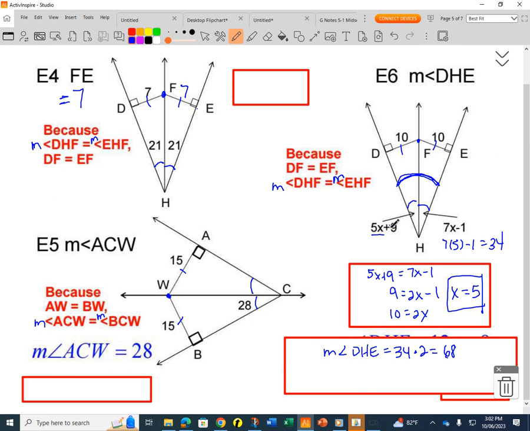We could have used this expression. We could have said 5 times 5 plus 9, 25 plus 9, which also equals 34. So we could have used either one. So the measure of angle DHE is 68.